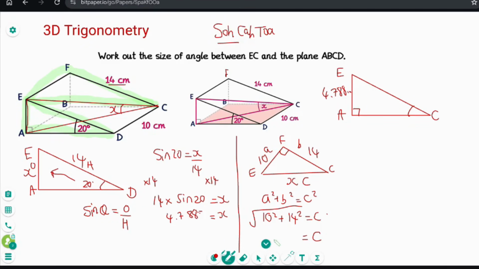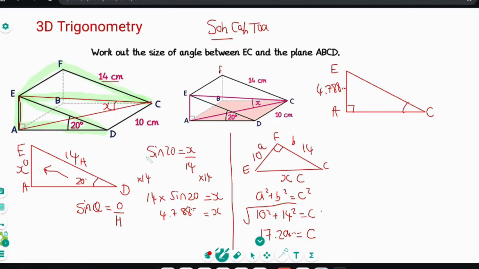So we have the hypotenuse is 17.204. Hypotenuse is EC. This is what we've just worked out here, isn't it? This line.